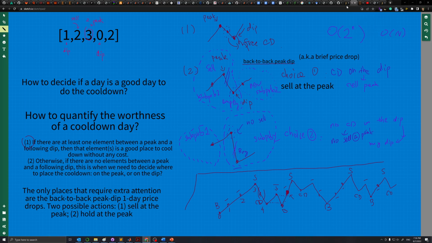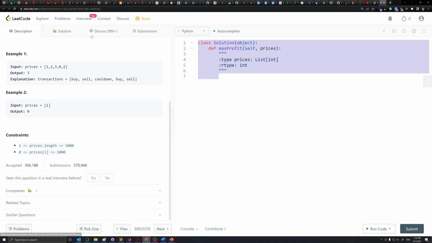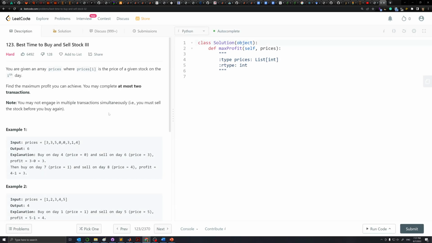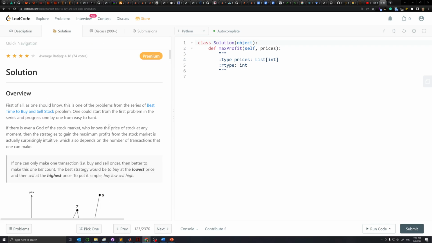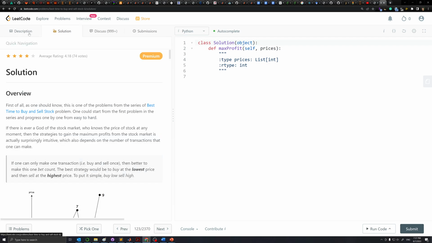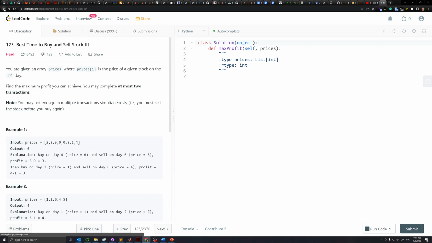So let's go back to Leetcode and take a look at some solution or other people's code. Wow, this is a complete solution. Let's take a look at number three. Whoa, where are we? Okay, we're at the same place. What is this? Description. Oh, it's a different question. Time to buy, sell, stock.